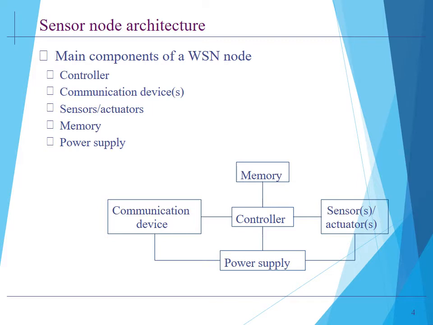The next comes the communication device. What is a communication device? These nodes form a network, which requires a device for both sending and receiving the information over a wireless channel. The next is going to be the sensors or the actuators, the actual interface to the physical world. So these devices can observe or control physical parameters of the environment.